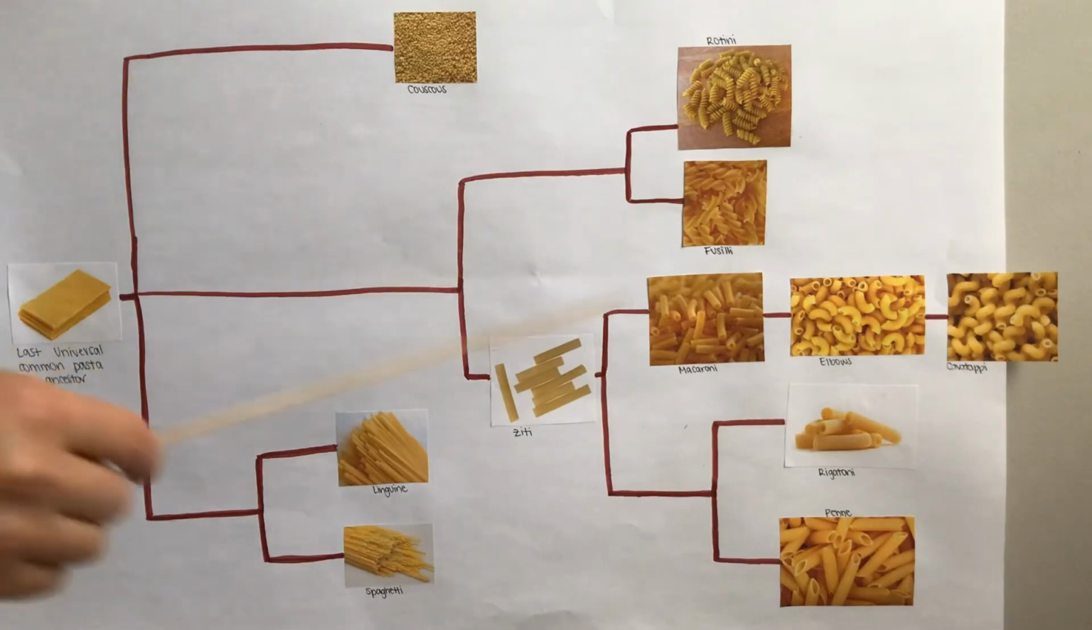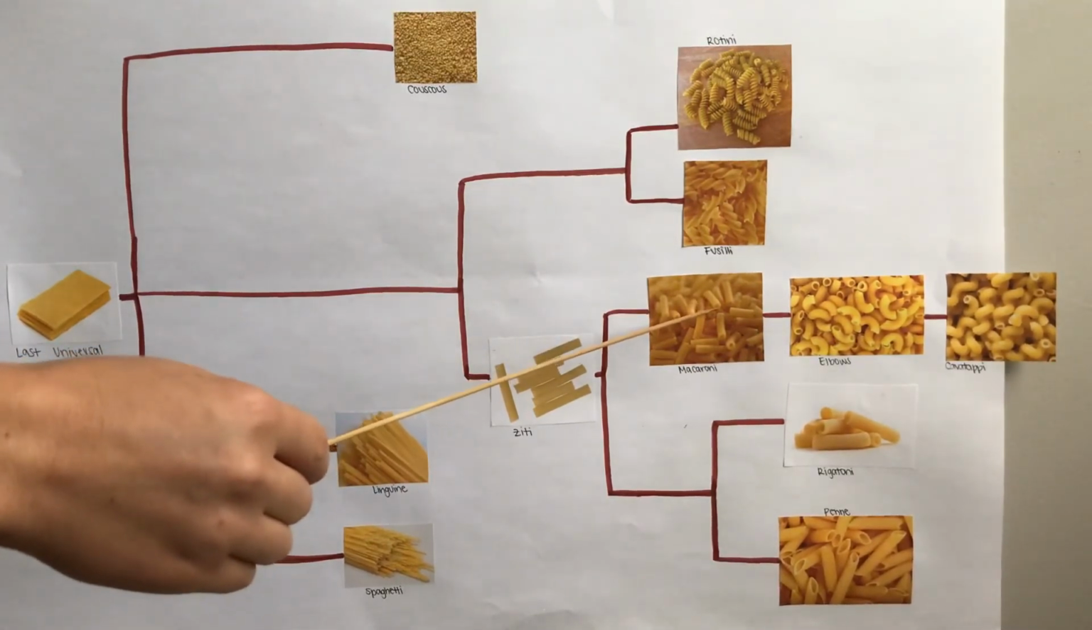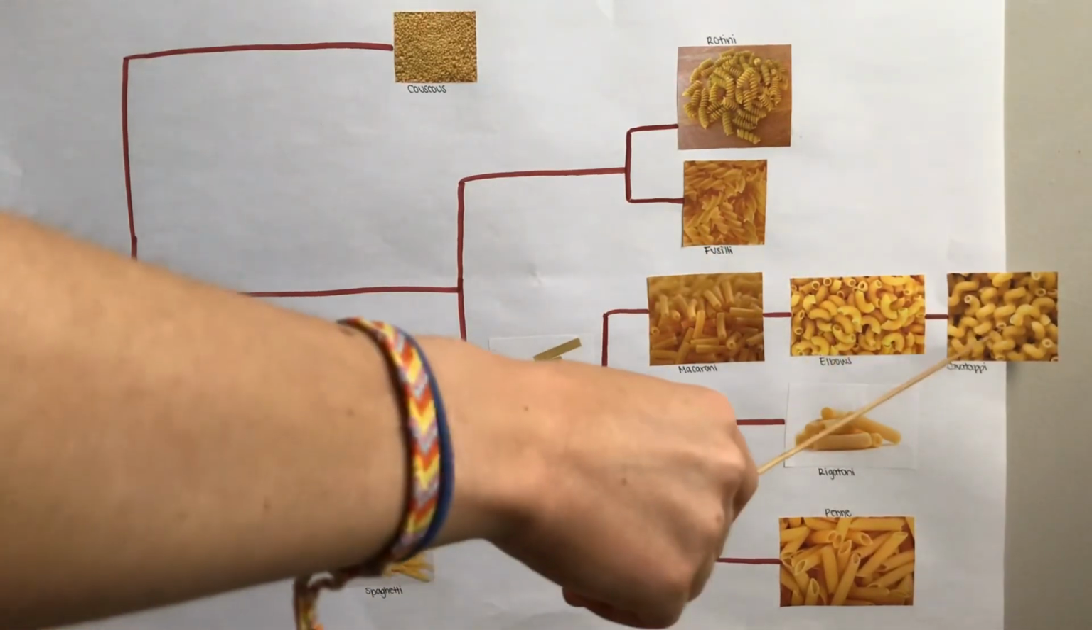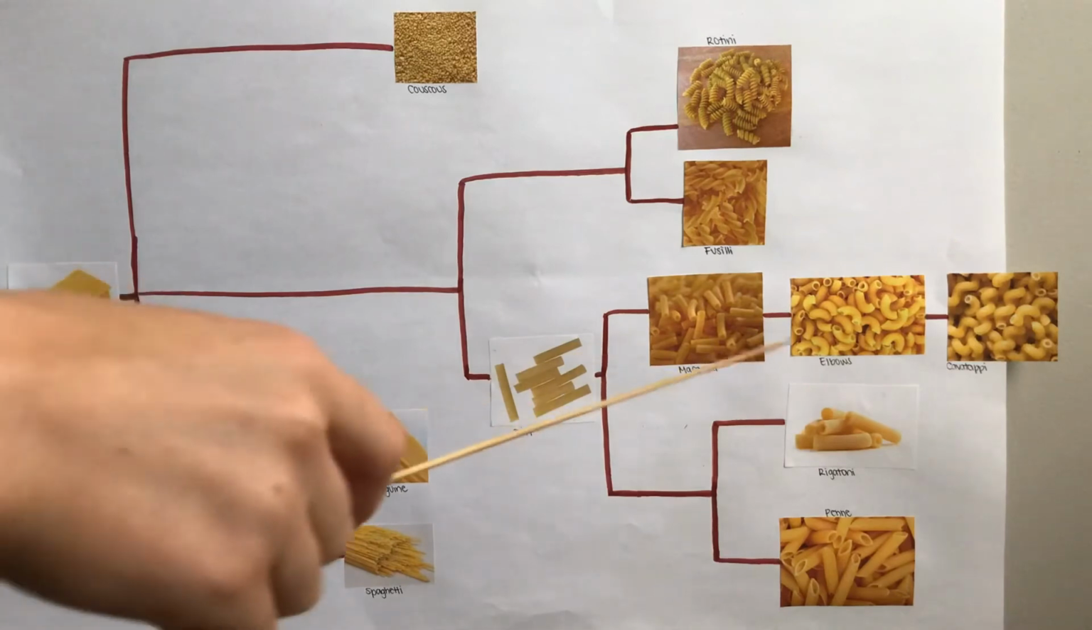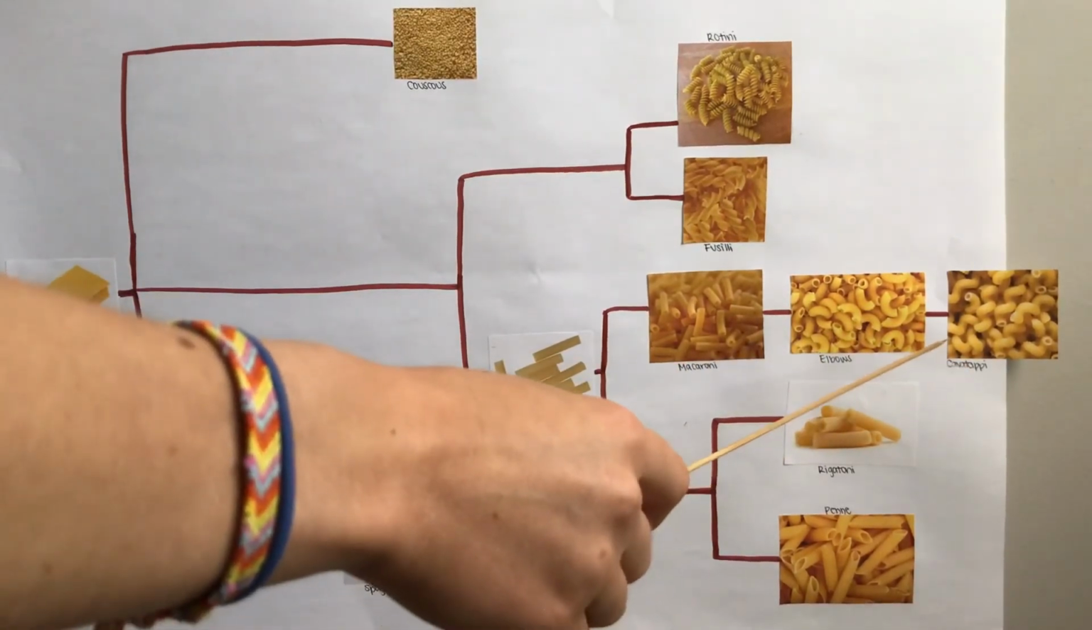As for twisted tubular pastas, macaroni evolved from ziti first, with only a slight bend in its tube shape. Through anagenesis, or evolution within a lineage, macaroni then evolved into elbows, a more curved tube shape, which then evolved further into the textured and twisted cavatappi.